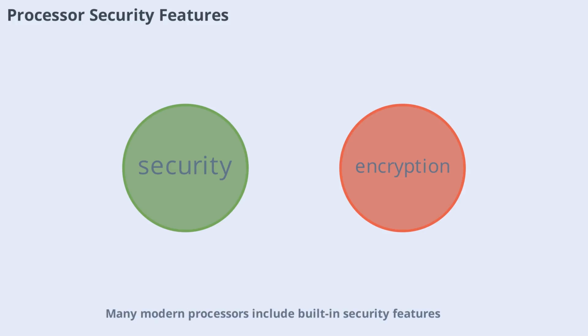Security is a growing concern in computing. Many modern processors include built-in security features such as hardware encryption and secure boot. We'll discuss what these features do, why they matter, and how to make sure your system is protected from threats.